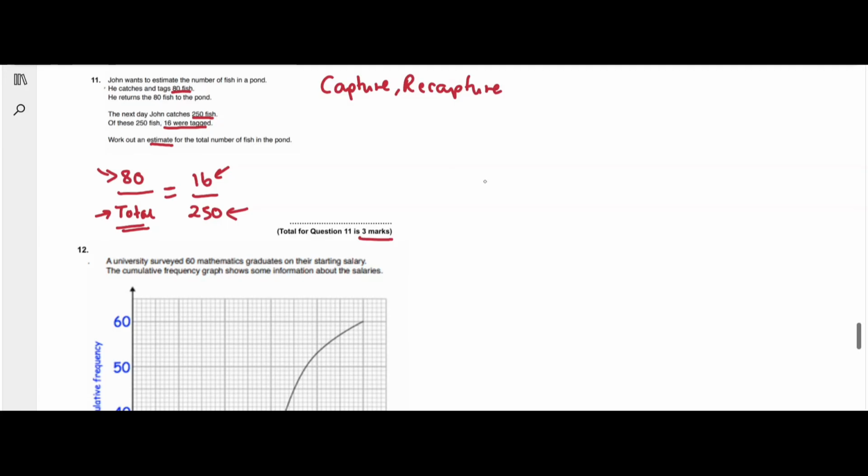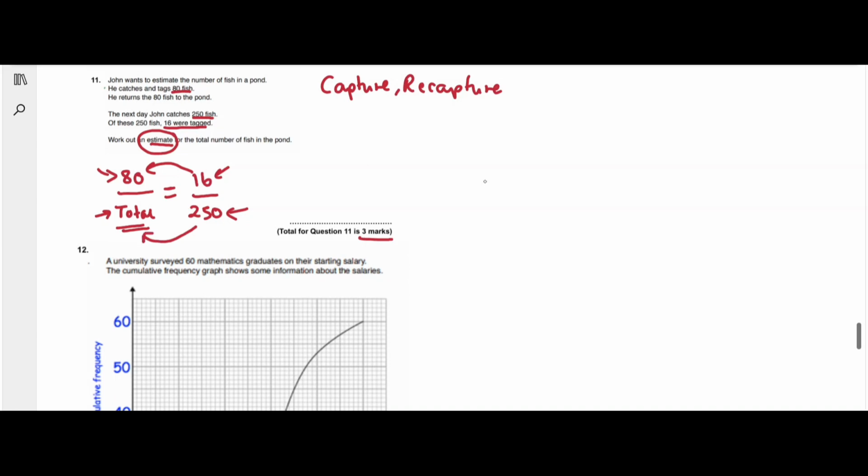So we can use this equivalence here to work out an estimate. That's why it's only an estimate, because we're never going to know exactly how many fish there were in the pond, to work out what's going on here. So again, similarly to the last question, I need to work out, if you look at 16, how do you get from 16 to 80?